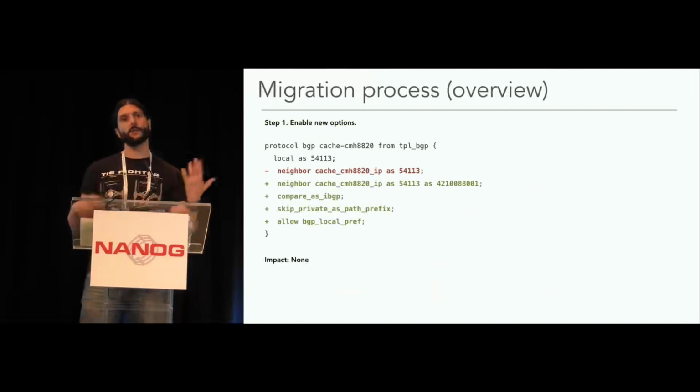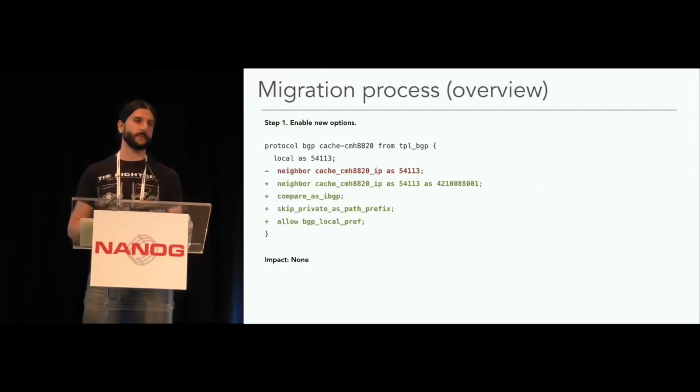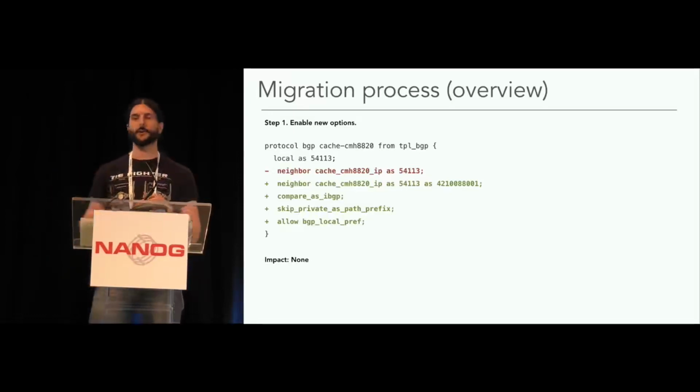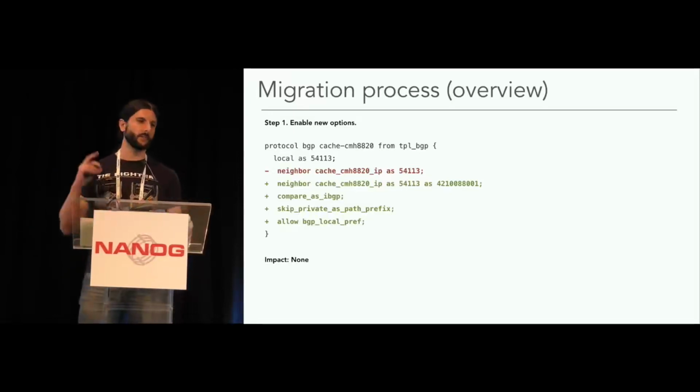So now that we have all these knobs, the migration process is as simple as follows. During step 1, you just enable the secondary AS that you want to accept, and all the other knobs: compare as iBGP, skip private AS path prefix, allow BGP local pref. And this change is completely innocuous. It has no impact whatsoever. So you can just deploy it everywhere without any maintenance whatsoever.